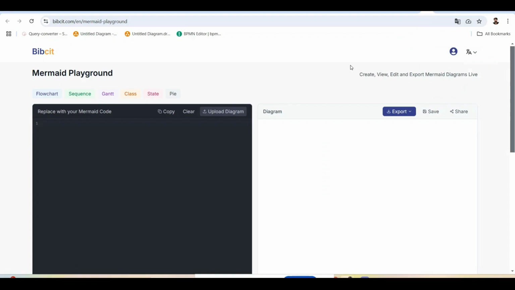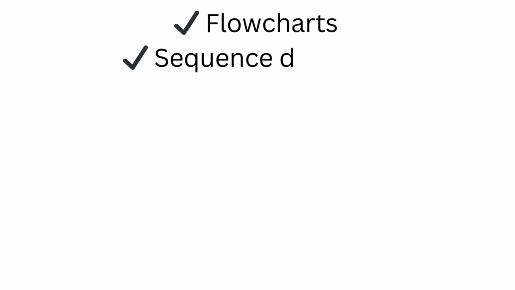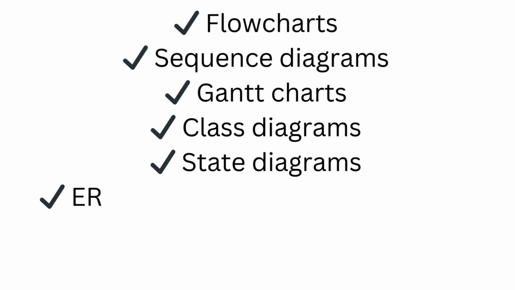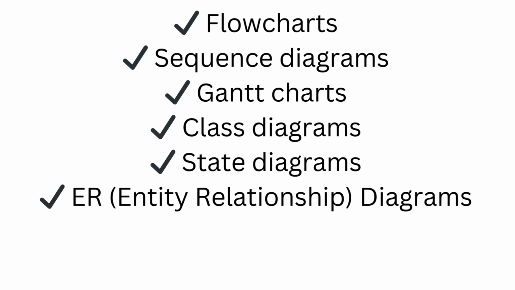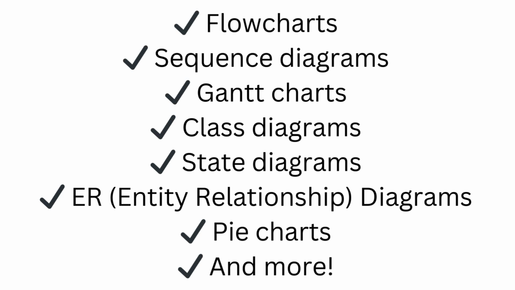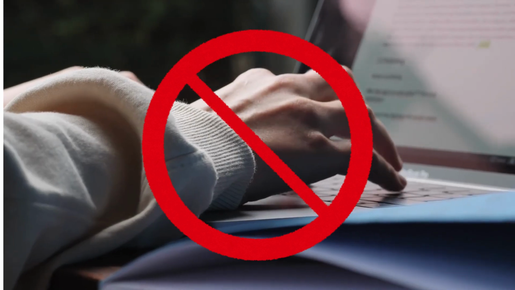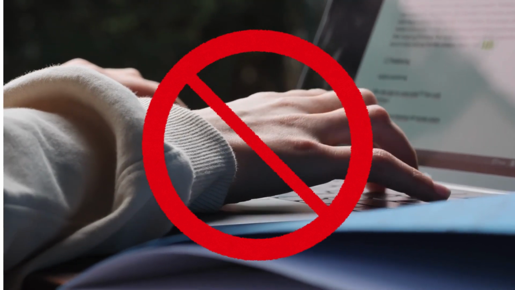So, let's get started. Mermaid Playground is an online tool that lets you create and export various types of diagrams, such as flowcharts, sequence diagrams, Gantt charts, class diagrams, state diagrams, entity relationship diagrams, pie charts, and more. The best part? You just need to write the diagram structure in Mermaid syntax, and it automatically converts it into a visual representation. Now, you might be wondering, do I need to write all the code myself?